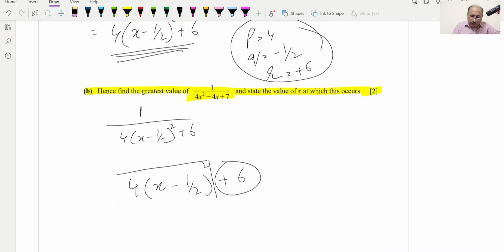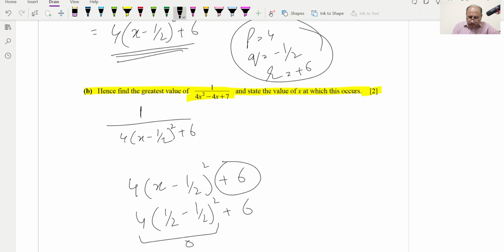So when will it be 0? We can get 0 if we have x equal to 1/2 over here, so x minus 1/2 is 0, and then +6. In that case this portion will be 0 and this will be +6, equal to 6, and then we get the maximum answer because the denominator will be minimum. So we say this value will be 1/6 at x is equal to 1/2. This is how we have done.